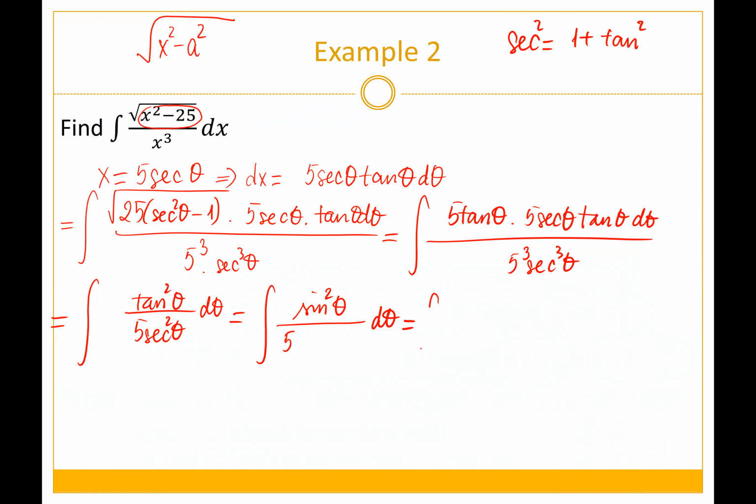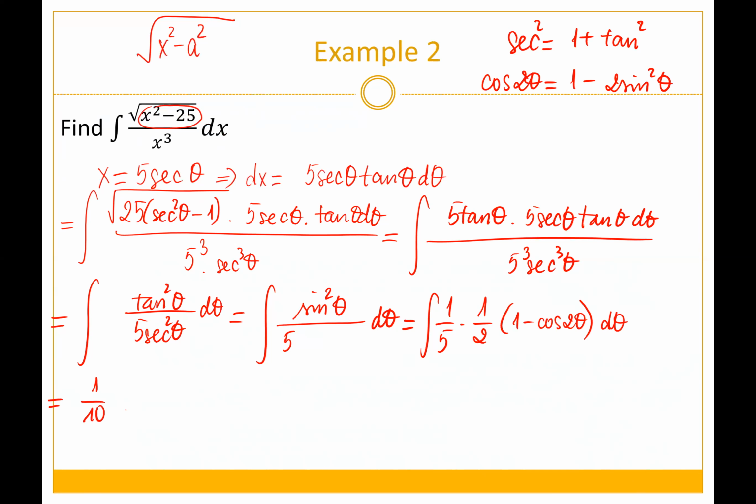And now I can easily use the double angle identity to simplify this. So we have cosine 2 theta is 1 minus 2 sine squared theta. And so this one is going to be multiplied by 1 minus cosine 2 theta d theta. And so after that, I'm just gonna solve the integral, which is going to be theta minus 1/2 sine 2 theta.